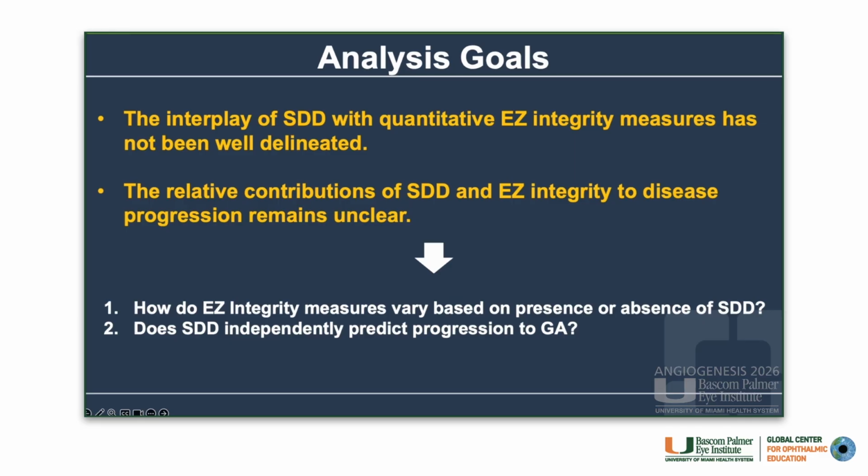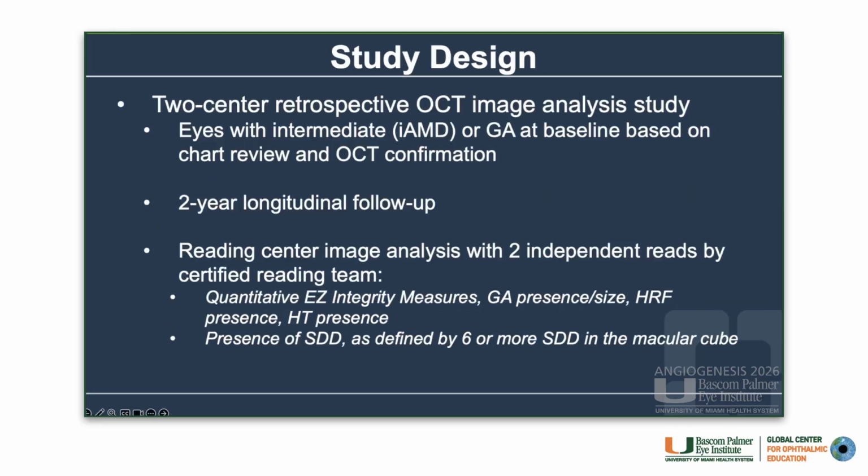So the goals of this analysis were to better evaluate the interplay between SDDs and quantitative ellipsoid zone integrity, as this has not been well delineated to date. We're also hoping to evaluate the relative contributions of SDD and ellipsoid zone integrity to disease progression in intermediate AMD. So our key questions were, how do ellipsoid zone integrity measures vary based on the presence or absence of SDDs? And does SDD independently predict progression to geographic atrophy?